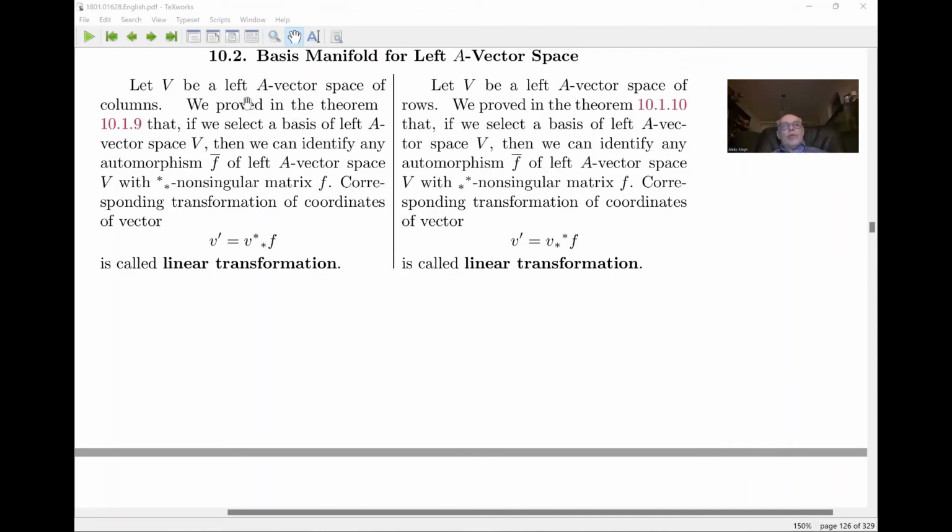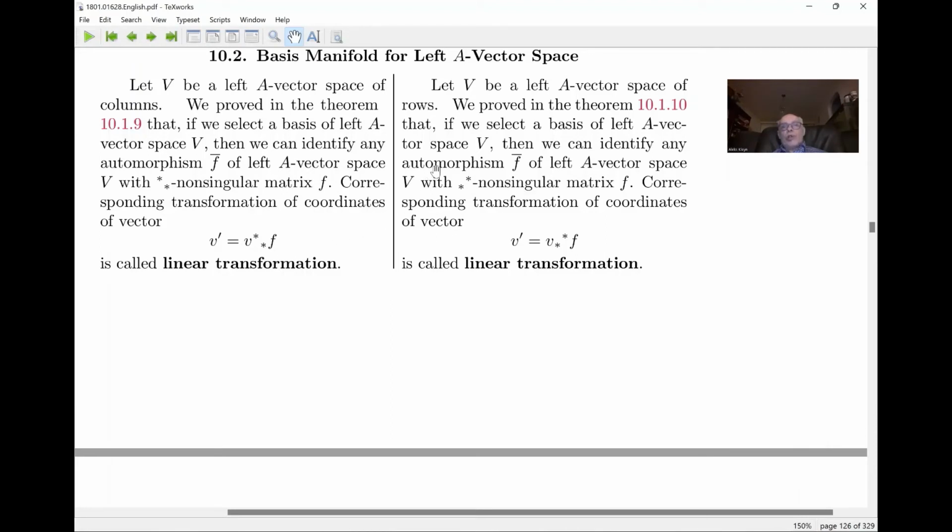Let V be a left vector space of columns. We proved above that if we select a basis of left vector space V, then we can identify any automorphism F of left vector space V with a CR non-singular matrix F. The corresponding transformation of coordinates of vectors is called linear transformation.